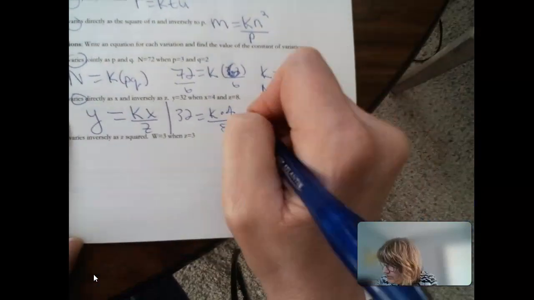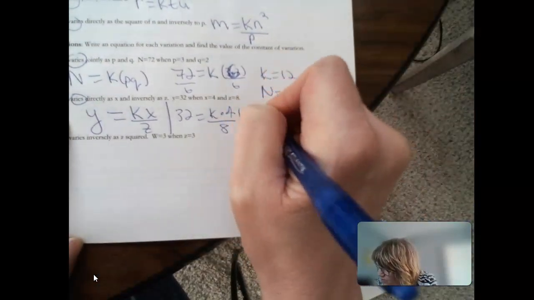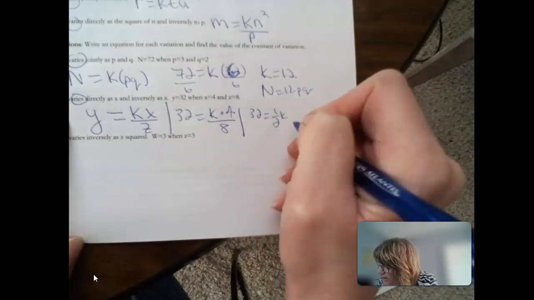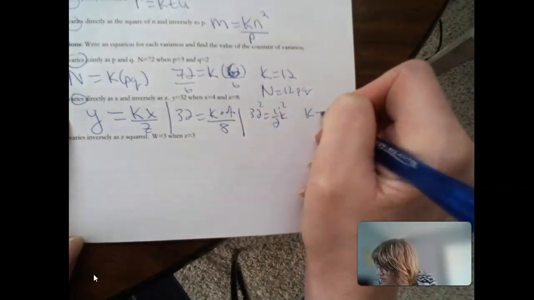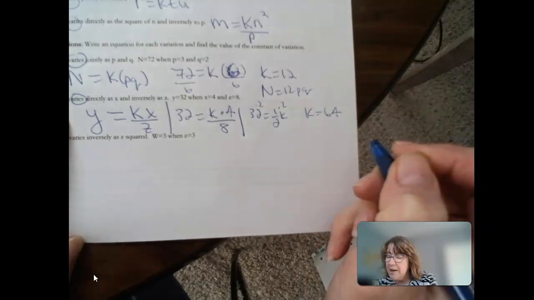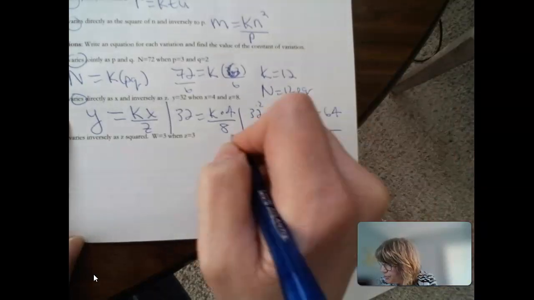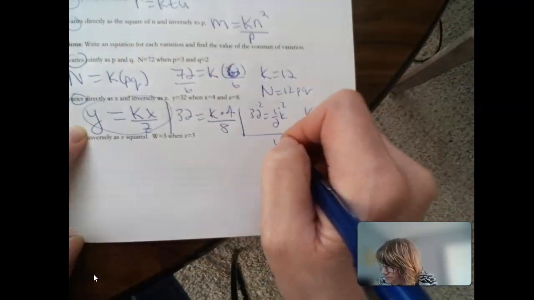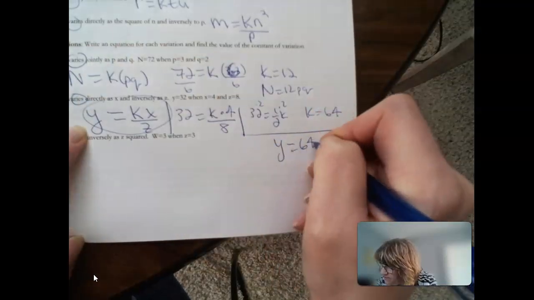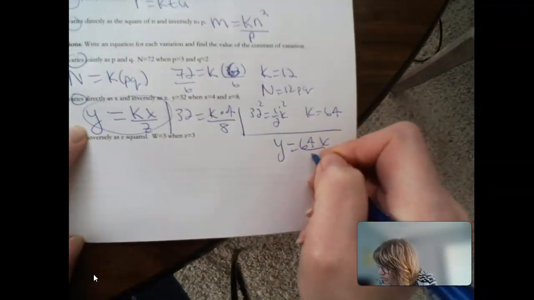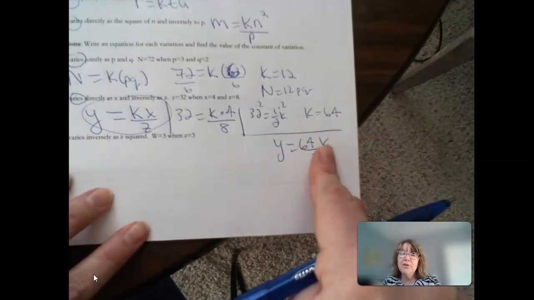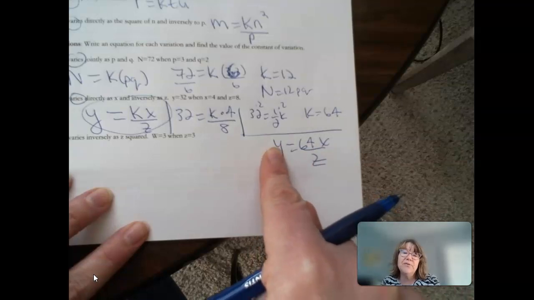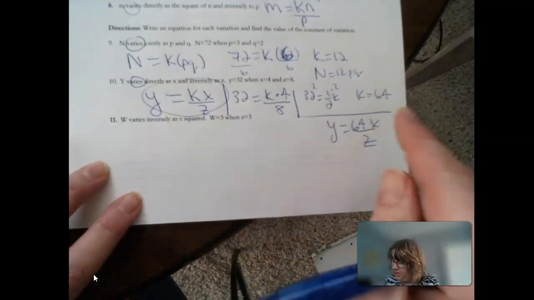So if I keep solving that, 32 equals, was it half K? To get rid of half, I'm going to double. So it looks like what? K is 64. All right. So then the next step would be to rewrite your initial formula. So Y equals 64 X over Z. So now I know my constant, and then they're going to give me some other numbers to solve, say for Y or Z or whatever.